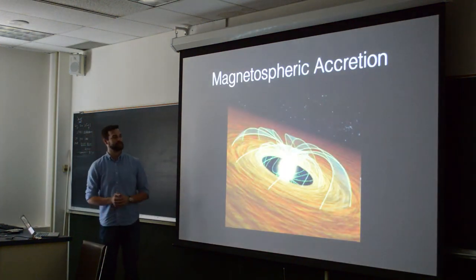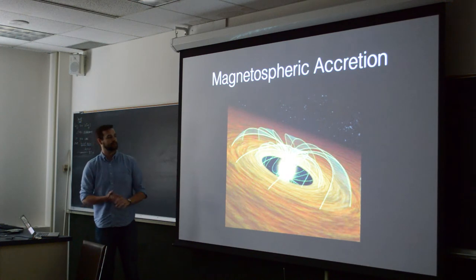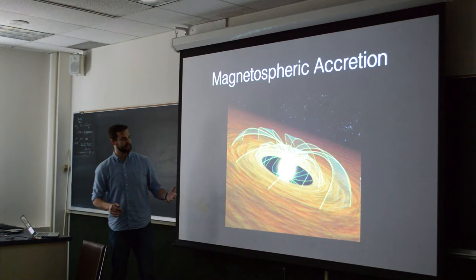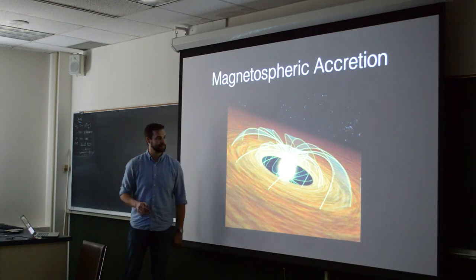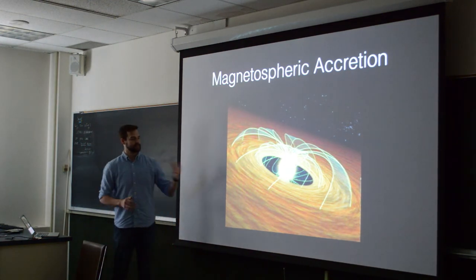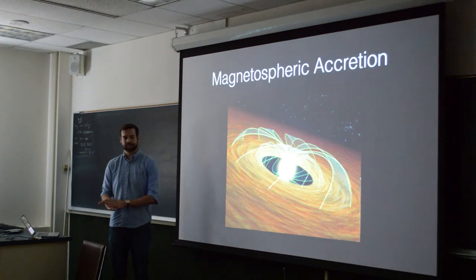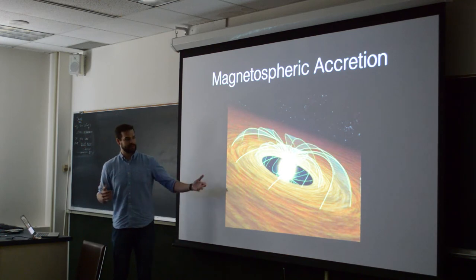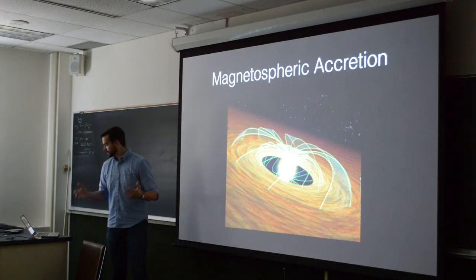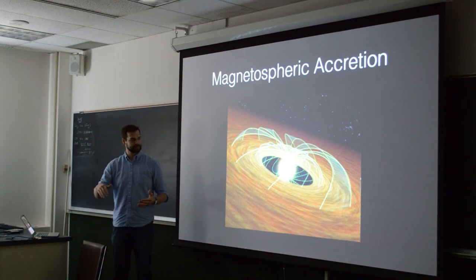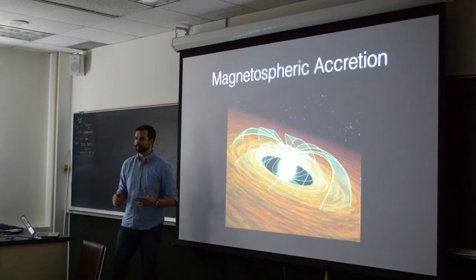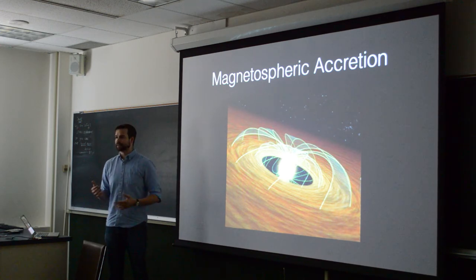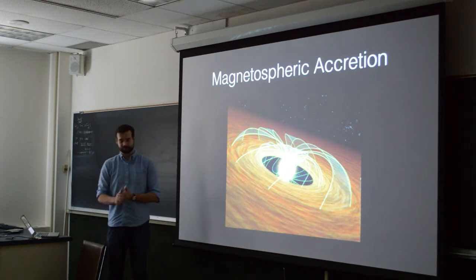So this is another artist's depiction, that's not an actual picture. This is what this process might look like if you could see the magnetic field lines, which are these things here. So the material in this disk is close enough to the star that it's ionized and it has a charge. So when it comes into contact with these magnetic field lines, it is channeled onto the star. And then when it comes into contact with the photosphere of that star, it's what's called shock heated, which causes an emission of light in the ultraviolet.